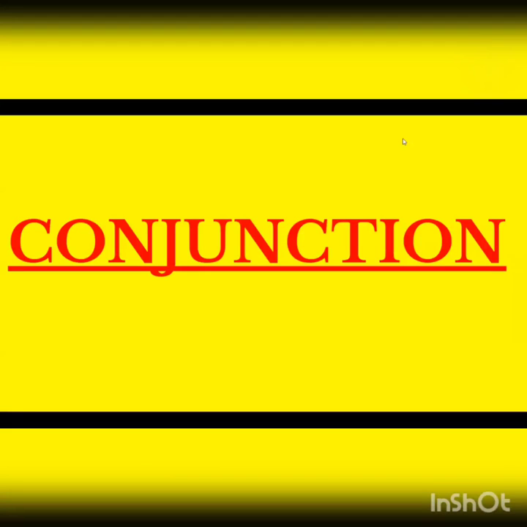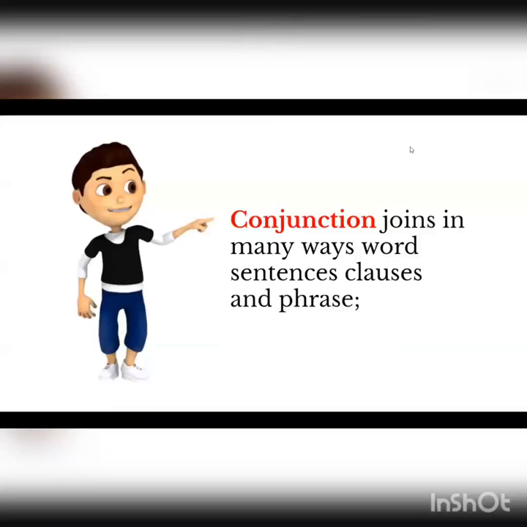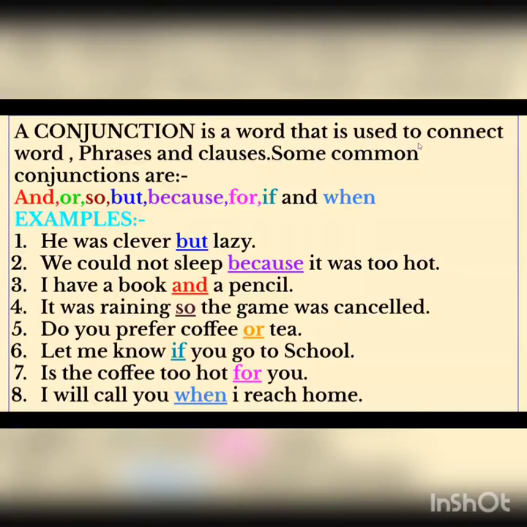Hello everyone, today we are going to discuss conjunctions. What are conjunctions? A conjunction joins verbs, sentences, clauses, and phrases in many ways. A conjunction is a word that is used to connect words, phrases, and clauses. Some common conjunctions are and, or, but, so, because, for, if, and when.